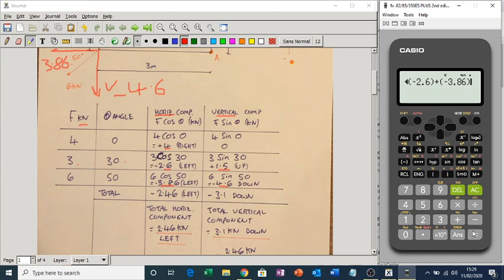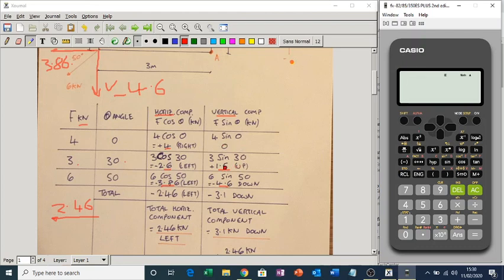That'll give us our total horizontal, 2.46. So the resultant horizontal is 2.46. It's a negative number, which means it's going to the left. So it's something like that, 2.46 that way, because it's negative. Horizontal. Same with the vertical, we've got to add these up.